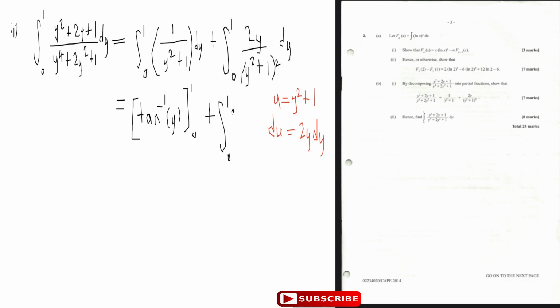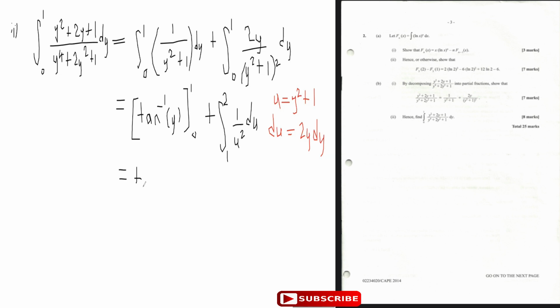And then I'd have to change the limits of the integral because I'm saying that u is y squared plus 1. So when y is 0, the lower limit becomes 1, and when y is 1, the upper limit becomes 2. So it's now the integral from 1 to 2 of 2y dy is du, so it becomes 1 over u squared du, and I'm integrating from 1 to 2 using substitution. Plugging in 1, I get tan inverse of 1.